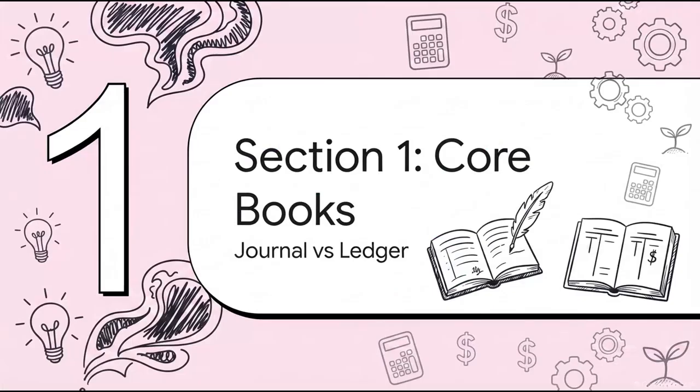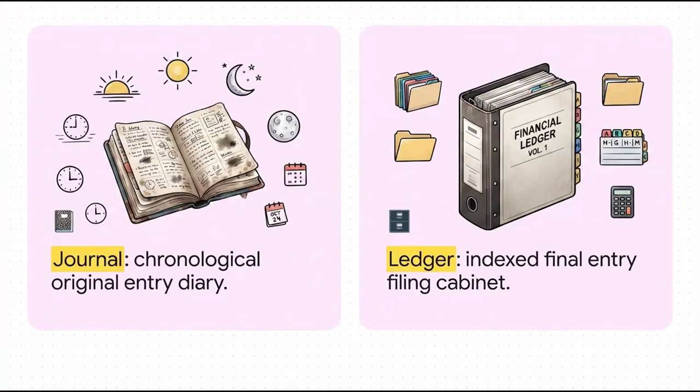Section 1. The core books of accounts. Now, before we can even think about recording a single cent, we really need to understand the two primary tools in our toolkit. Those tools are the general journal and the general ledger. Now, what's really interesting here is how they work together. Think of the general journal as your daily diary. It's the book of original entry. It literally just writes down what happened today, strictly in chronological order, with all the debits and credits attached.